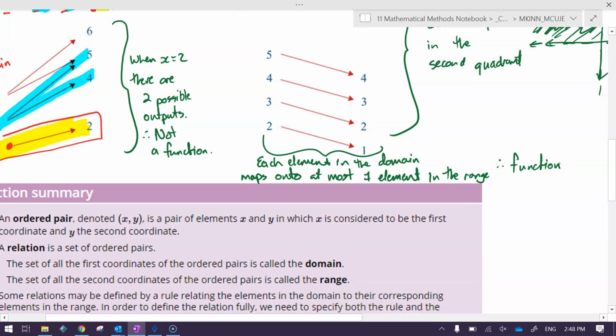So functions, special relations. If I have an x value, an element in my domain, it only goes to one possible answer in the range. That's it. That's the only special rule.